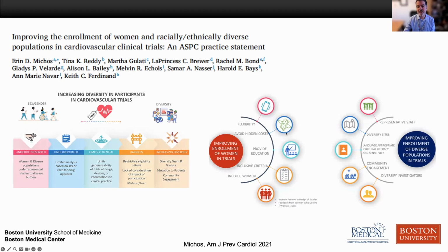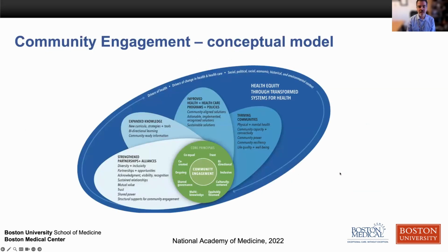They involve avoidance of hidden costs and fully covering costs to participants. Education that also occurs in the context of cultural literacy and sensitivity, and particularly in the case of ATTR amyloidosis. Creating sites that diversely reflect the population of people in the United States, not only in certain regions, having diverse representation in research staff and investigators, and importantly, the principle of community engagement.